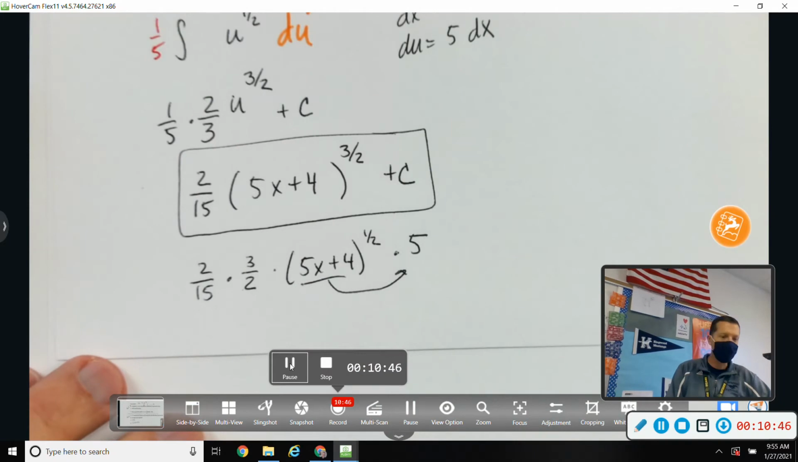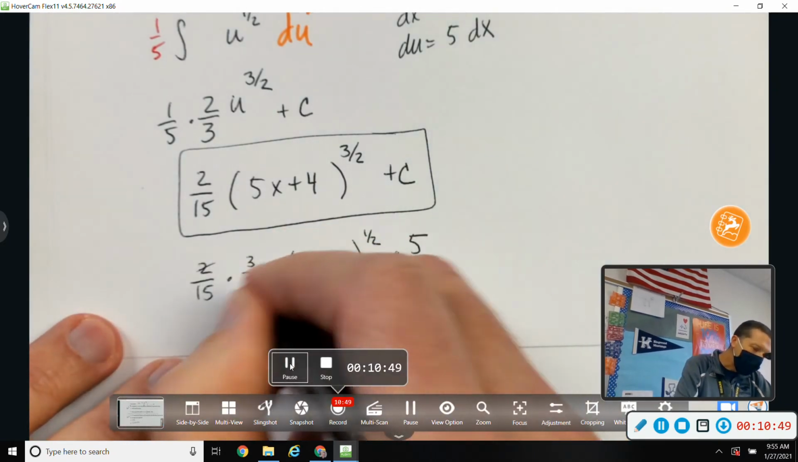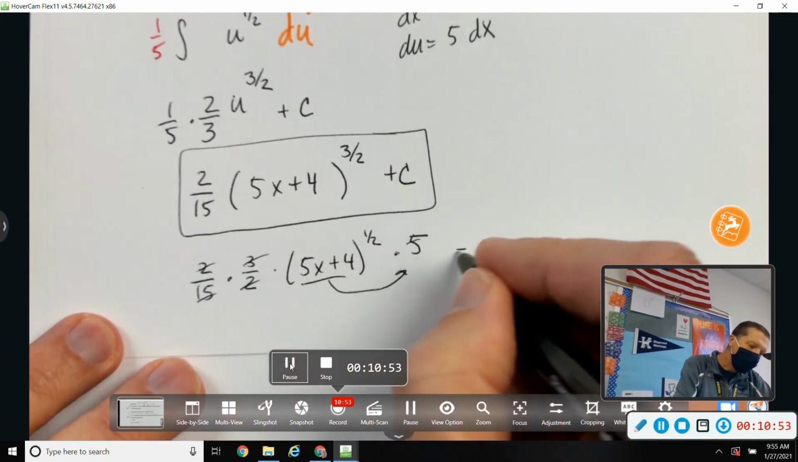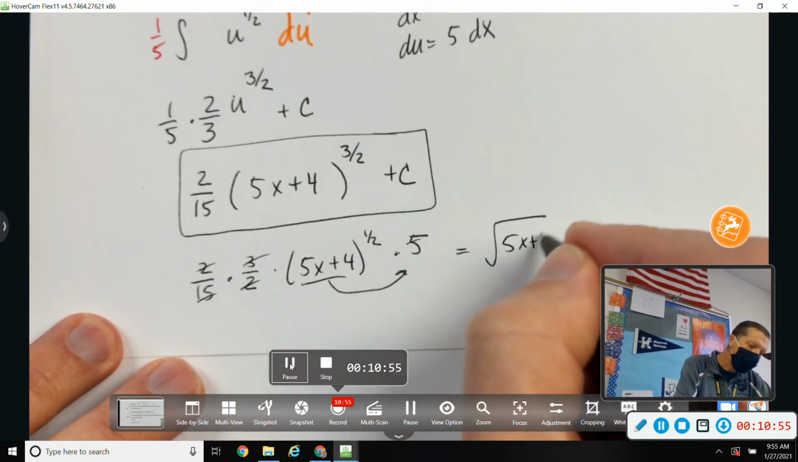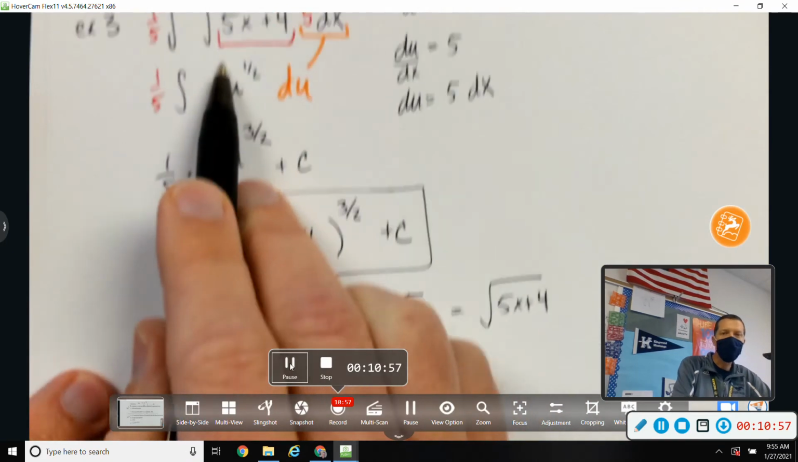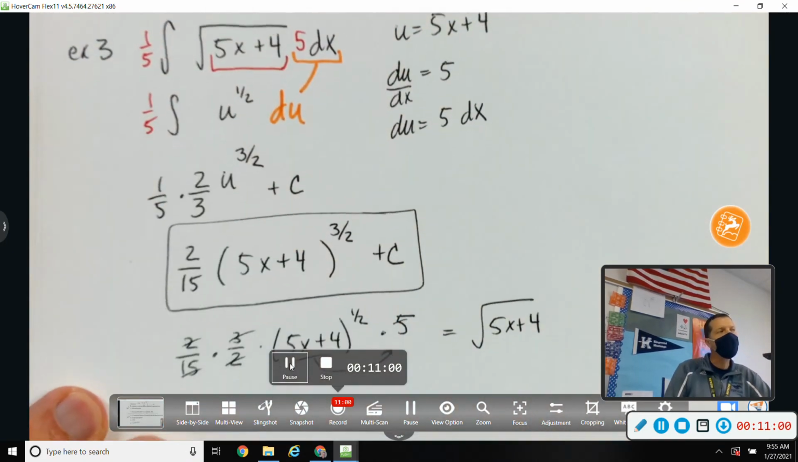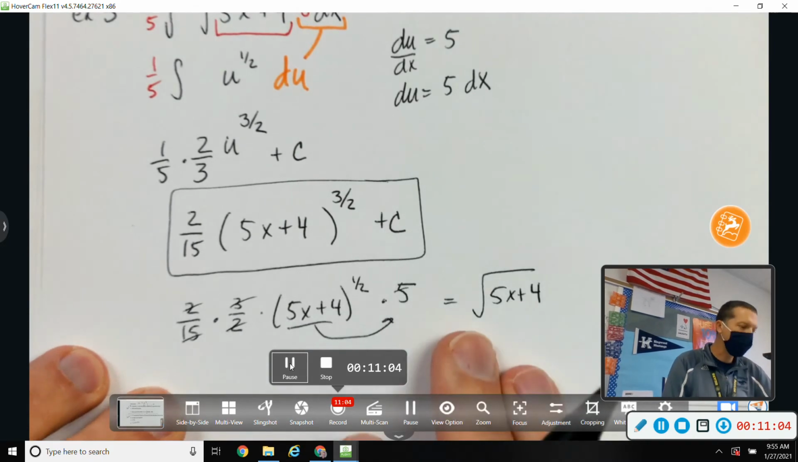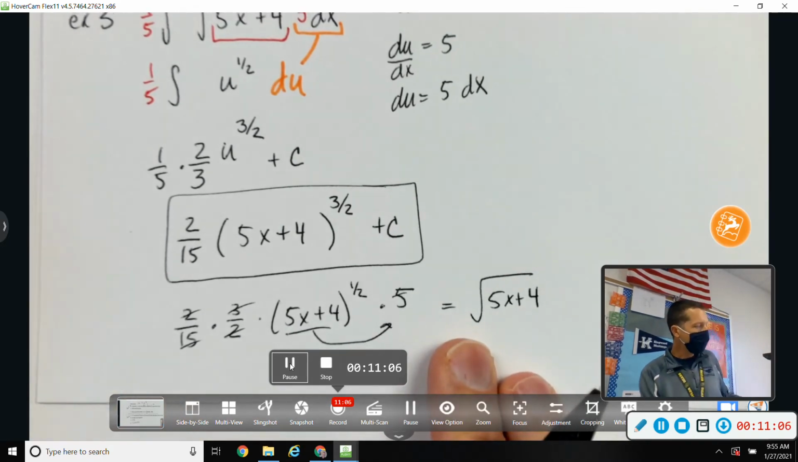So that's a lot of mess there, but the 2's cancel. 3 times 5 is 15, so that cancels. And all of that's left with the square root of 5x plus 4, which is where we started this problem a few minutes ago. So you can always check them. It's usually the chain rule that you're trying to handle with u substitution.